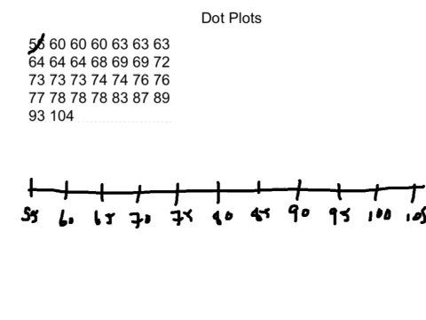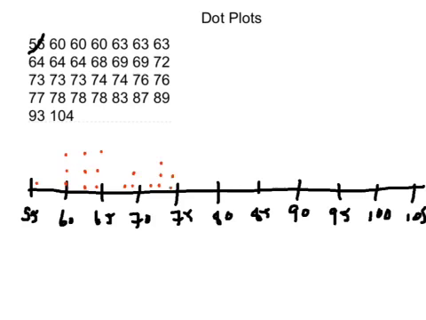So 56, go about right there. 60, 1, 2, 3. 63, 1, 2, 3. 64, 1, 2, 3. 68, we have only one of those. 69, two of those. 72, 1. 73, we get 3 of those.